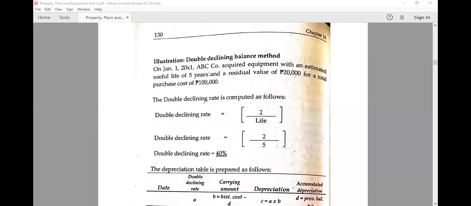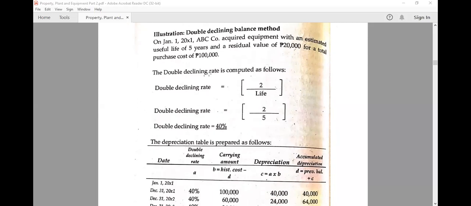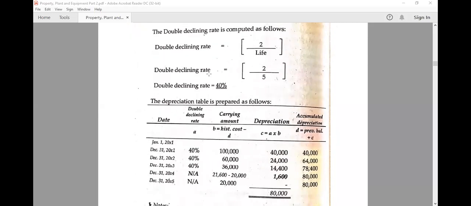But let's check. It's January 1, 20x1. So 100,000 times 40% is 40,000. Same for ACDEP. And so our carrying amount at the end of 20x1 would have been 60,000 pesos, right? Because it is January 1, 20x1. So supposedly this is January 1, 20x1, 100,000 minus the 40,000 equals 60,000. So simply extend that one level up.